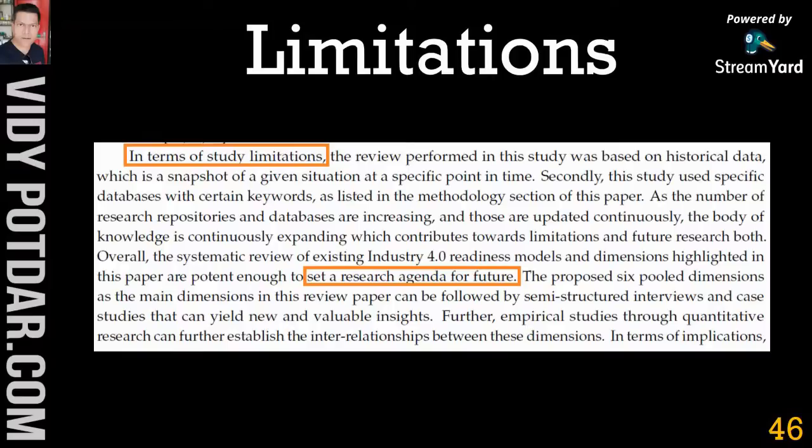So how have some papers written their limitations? In terms of study limitations, the review performed in this study was based on historical data, which is a snapshot of a given situation at a specific point of time, and so on and so forth. This paper also sets a research agenda for the future. So this is talking about limitations and future work.